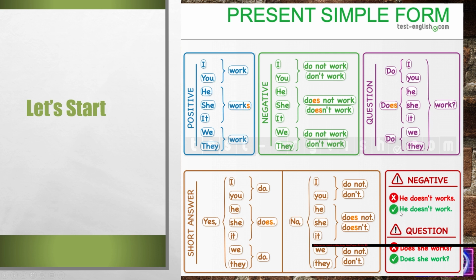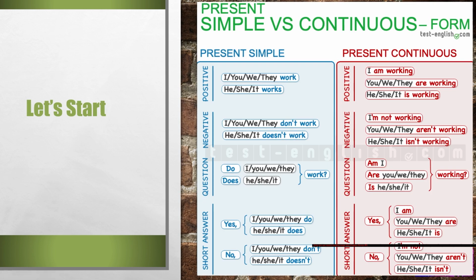Alright, so for negative form, you don't need to add the letter S to the verb work because you can see there's an S to the word do. Okay? He doesn't work, not he doesn't works. The same thing for question. Does she work? Not does she works. Okay? Alright, for present simple.